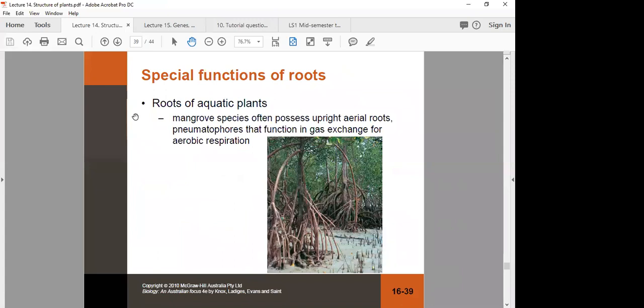Special functions of roots. Roots of aquatic plants can be very unusual. For example, the mangrove species pictured here often possess upright aerial roots called pneumatophores that function in gas exchange for aerobic respiration. And we can see those here. Very unusual plants, mangroves.